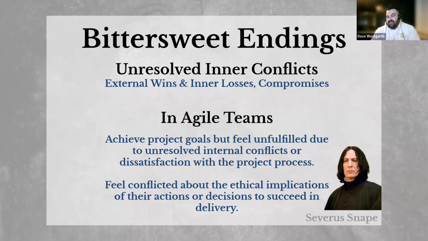Compromise is very similar. Your team may feel conflicted about some of the implications of what they've done, or some of the decisions that they've made to succeed in delivery. And ultimately, that makes the success very hollow. Although you might be succeeding on paper or according to the metrics, there's a tide floating underneath the surface that was going to drag your team down and maybe make things more difficult moving forward.